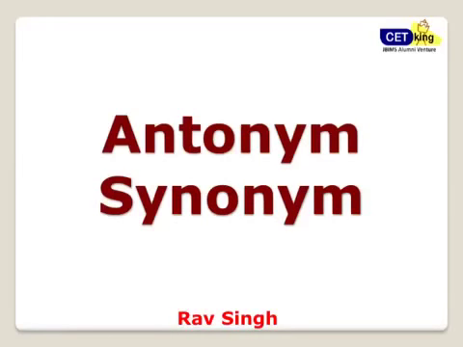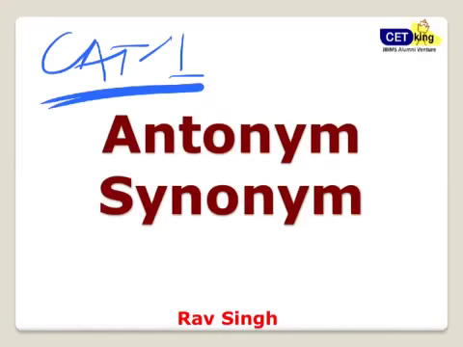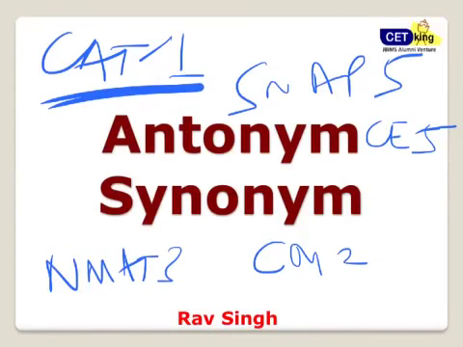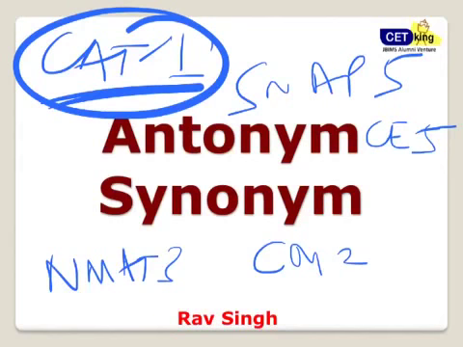From an exam point of view, this question is not important for CAT. Antonym synonym has not been coming as a straightforward question in the exam for the last few years. But it's very important for every other exam. In NMAT, you can expect 3 to 5 questions. CMAT, 2 to 3 questions. CET, 5 questions. Symbiosis, 5 questions. So every exam except CAT, you can expect this question. The advantage is that it's very easy. The disadvantage is that it's not coming in CAT. But this is very important for every other exam.